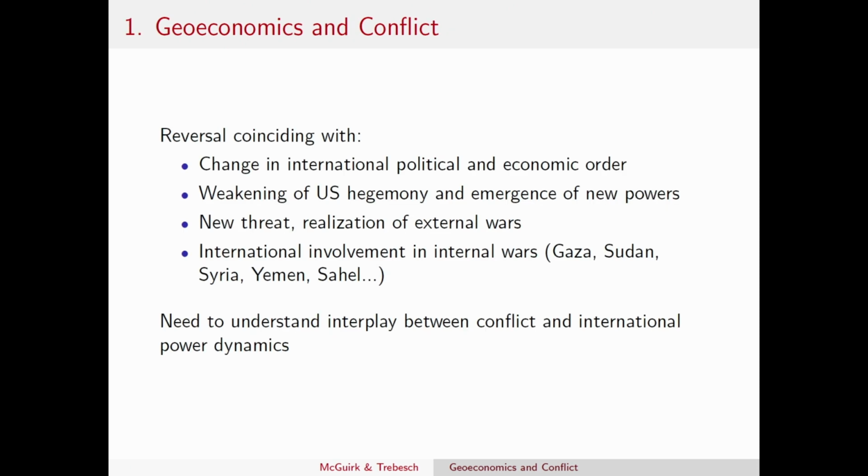A change in the international political and economic order that's still ongoing, a weakening, and I suppose latterly accelerated weakening of US hegemony, a new threat of external wars, new realization of external wars, and heavy international involvement on both sides in many local and internal wars, right? From Gaza, Sudan, Syria, Yemen, across the Sahel, and so on. So the call to arms, as it were, of this theme is we need to understand a lot more about the interplay between conflict and international political economy, right?